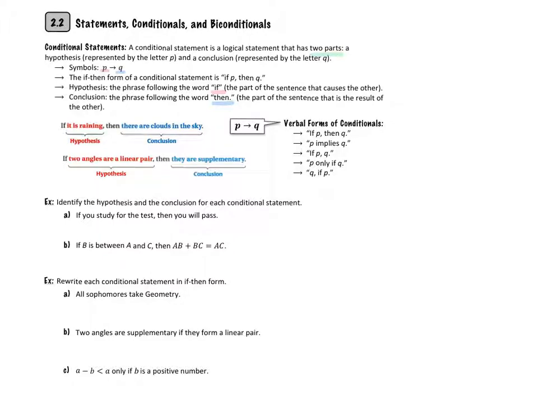We could write this as a mathematical statement with the arrow as a symbol that says P implies Q. As a sentence, you could say if P, then Q. For example, in our first sentence here, if it is raining, the word if tells me that it's the hypothesis. If it is raining, then there are clouds in the sky. So that is my conclusion because it says then. In the next sentence, if two angles are a linear pair, then they are supplementary.